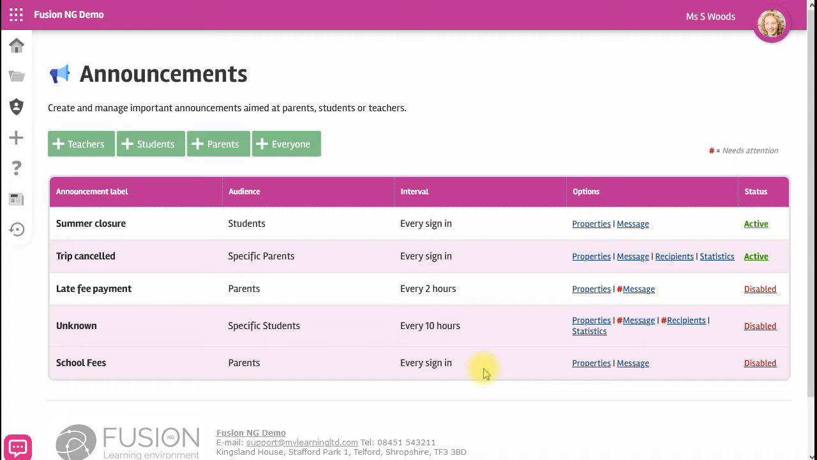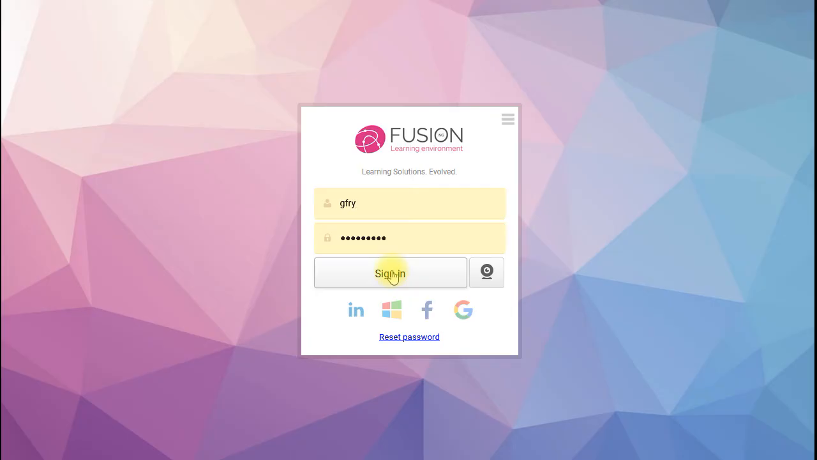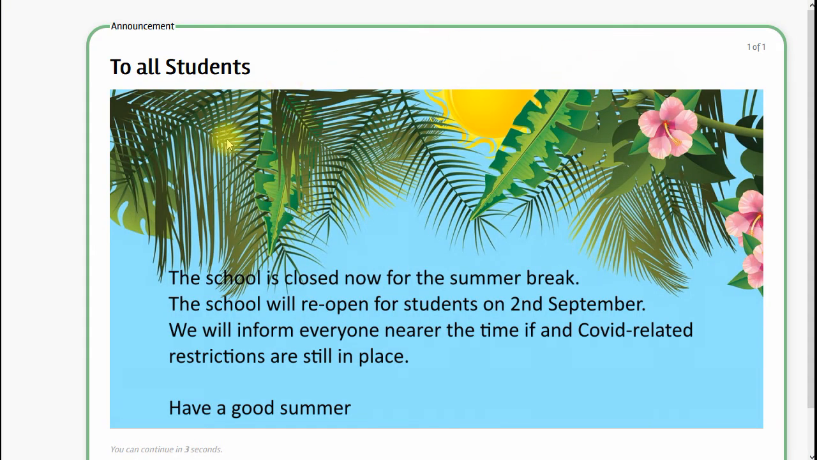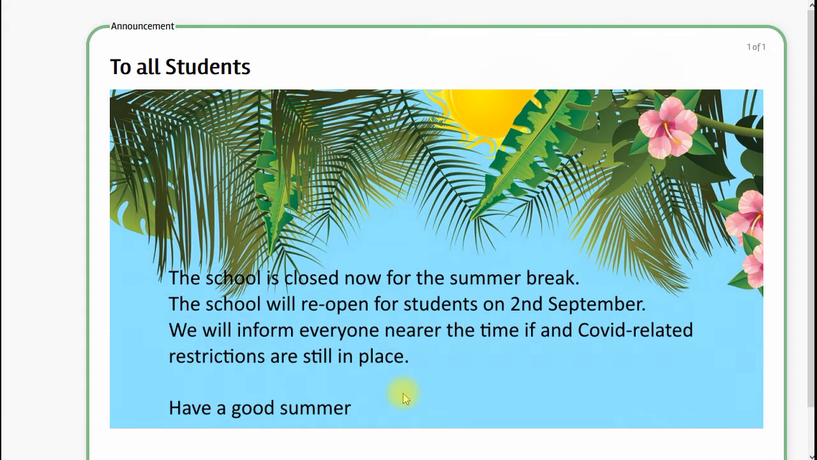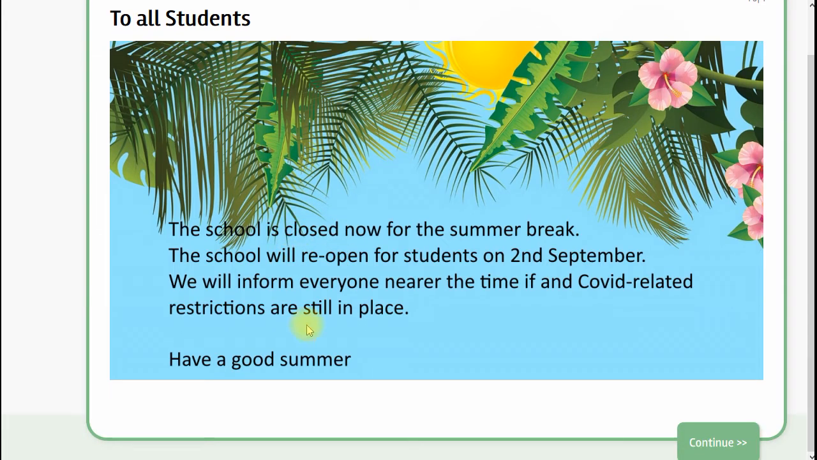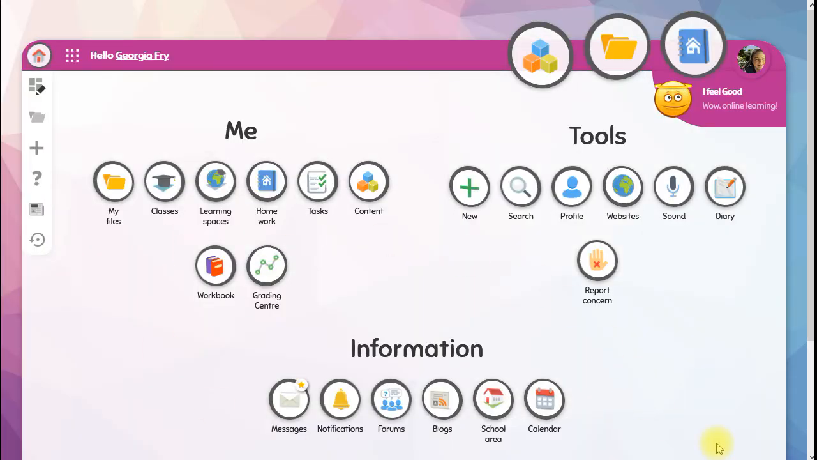So let's look at some examples. I'm logging in as a student and immediately I get this announcement appearing on the screen. Now the announcements are just created in the editor like everything else on Fusion. This particular announcement is an image that I created in another piece of software. You may have noticed when I first came onto this screen there was a countdown. This ensures that people don't just click through, but they have to wait for the continue button to appear. When they say continue, they carry on into Fusion.